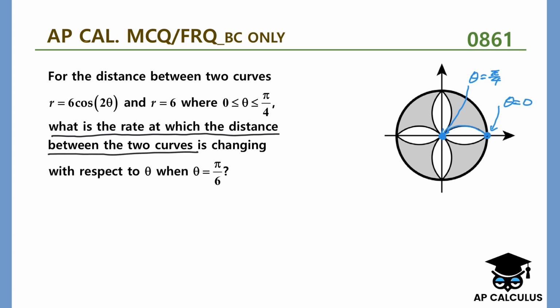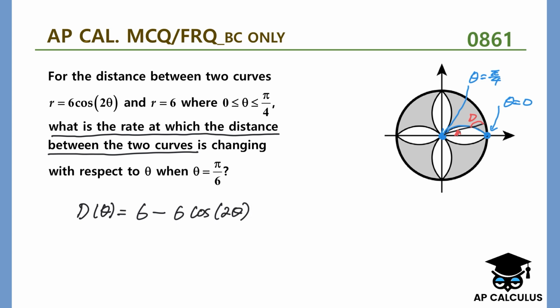So at some angle theta between 0 and pi over 4, let's say we have r here, right? The distance between the two polar curves is here. That's our distance, at this angle value right here. So the equation of the distance can be written as d of theta is equal to 6, minus this r right here, which is 6 cosine 2 theta. So 6 minus 6 cosine 2 theta.